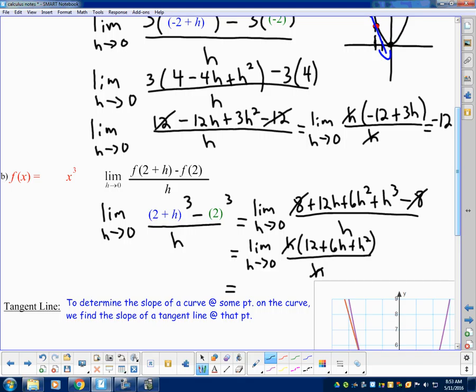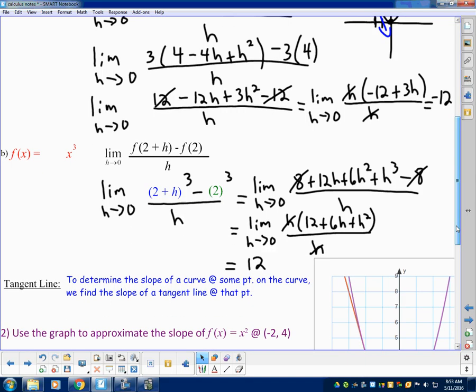This becomes 0, that becomes 0, I'm left with just 12. And so the difference quotient, or what you're later going to find out, the slope of the tangent line, is 12. All right.